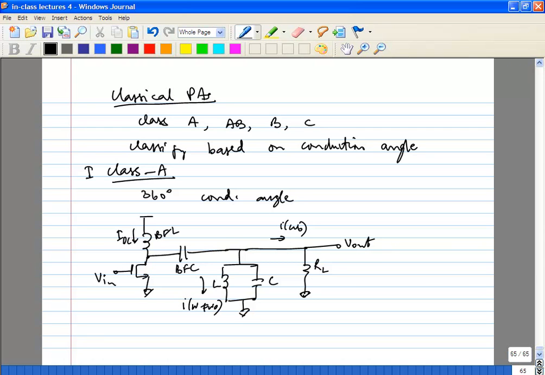That is what you want to achieve. So at the end of the day you want to get a sinusoidal current at the output. So this RL can of course be, for example, 50 ohm of the antenna, or you can do some impedance matching and change it. It's up to you, depending on what power you want to deliver.